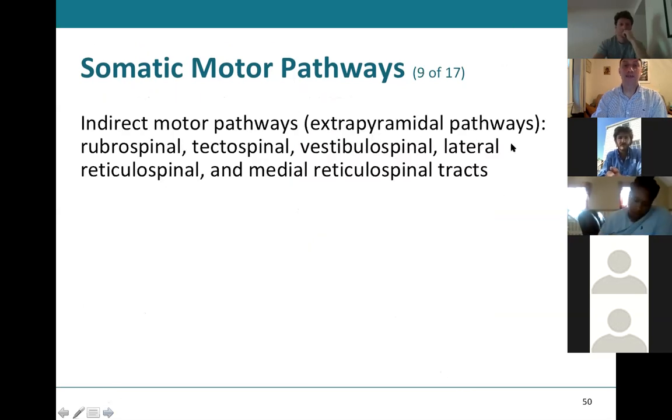Now we tie these together with indirect pathways. Now, indirect motor pathways, these would be the extrapyramidal. There's a series of names here: rubrospinal, tectospinal, vestibulospinal, reticulospinal, and medial reticulospinal. Do not try to memorize all of these. Just make sure you know the definition of them, and you'll see what I mean in a second.